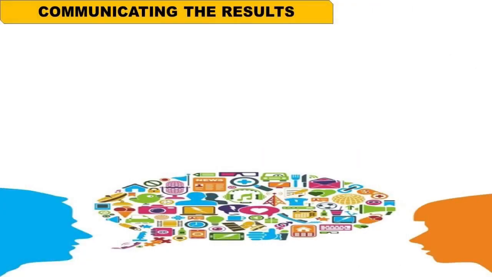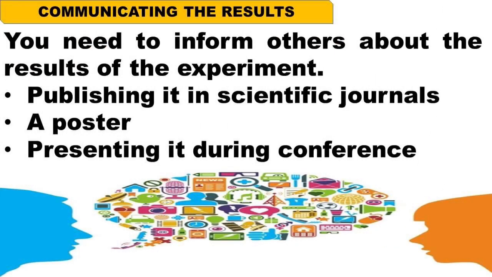After making a conclusion, the next step is to communicate the results. You need to inform others about the results of the experiment. Professional scientists communicate the results by publishing them in scientific journals, presenting them on a poster, or presenting them during a conference. You may find other versions of the scientific method, but you should remember that their purpose is the same. That is to find solutions to our problem in a logical and organized way. You can also share your findings just like the scientists.